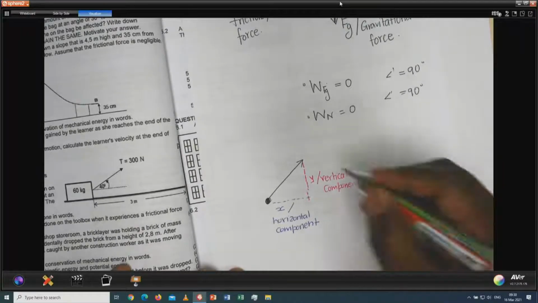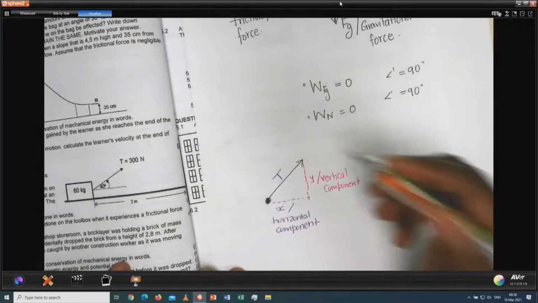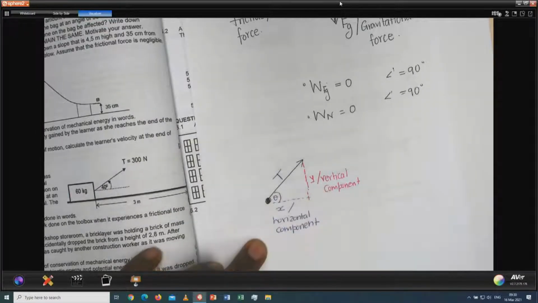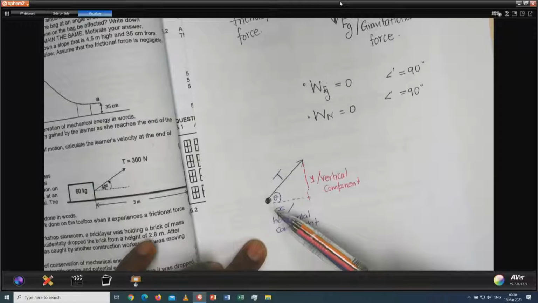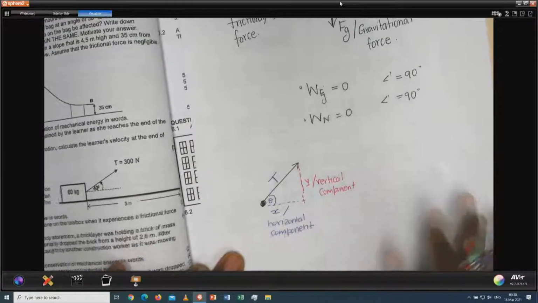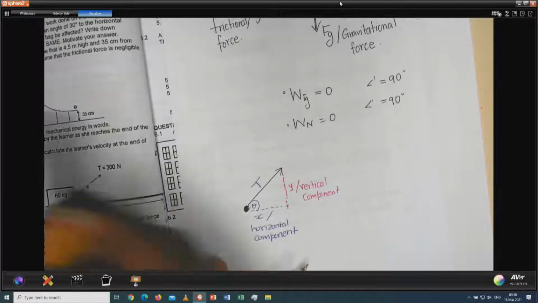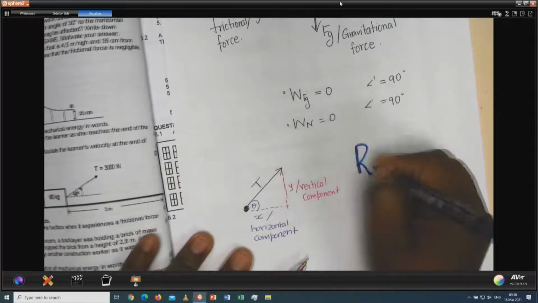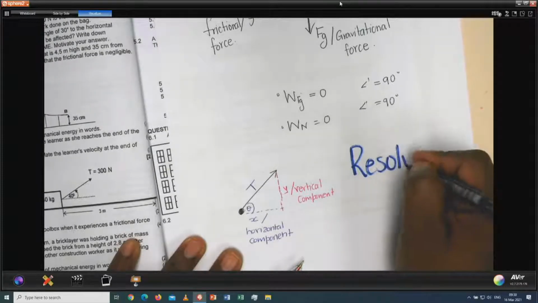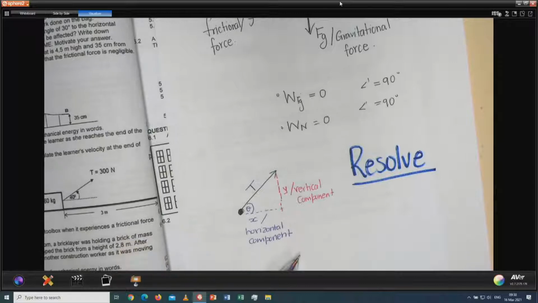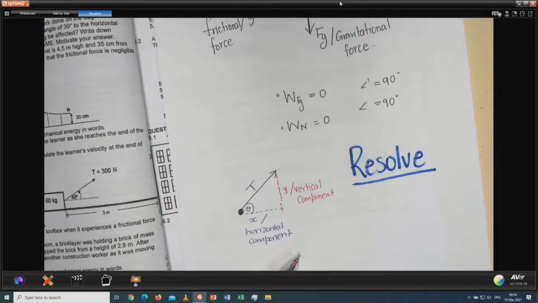So here is our force. It is acting at an angle with the surface. The moment a force acts at an angle, it tells you that you have to resolve. The simple term for resolve is just break down into its parts or components.